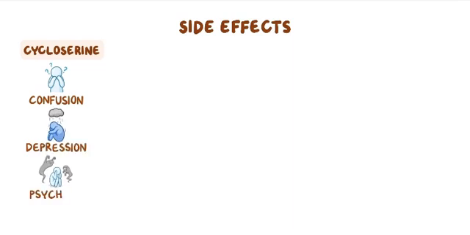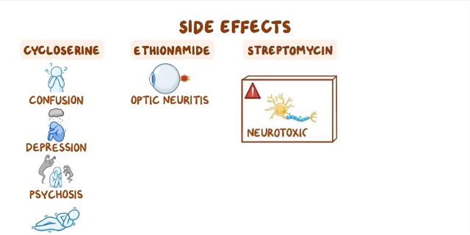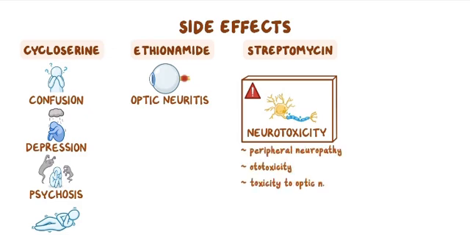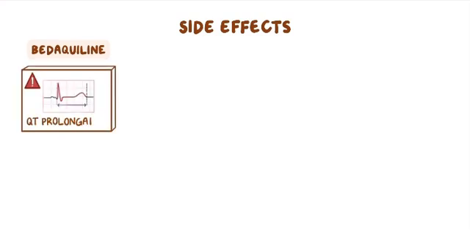cycloserine, which can cause confusion, depression, psychosis, and seizures, ethionamide, which can cause optic neuritis, as well as streptomycin, which has a boxed warning for neurotoxicity that can manifest as peripheral neuropathy, ototoxicity, and toxicity to the optic nerve. Clients on antimycobacterials can also develop hepatotoxicity, which is a boxed warning for isoniazid. Next, bedaquiline has a boxed warning for QT prolongation.